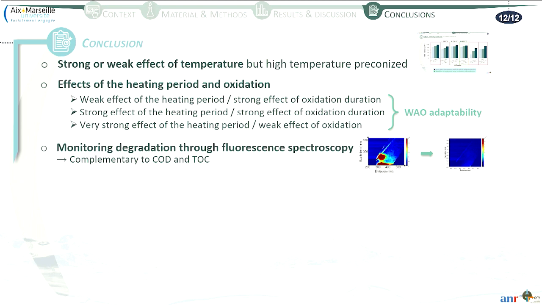For the conclusion of this presentation, we saw that depending on the organic composition of the effluents, we had two effects of the temperature, either low or high. We had different behaviors for the heating period and the oxidation duration, and this allows us to know the adaptability of the water oxidation depending on the industrial effluent. We were able to monitor the decrease of the organic fraction through fluorescence spectroscopy, and this data could be complementary to the COD and TOC, and also this particular application is not developed in literature.